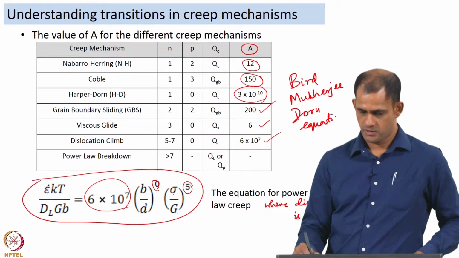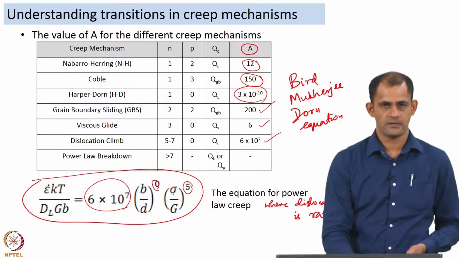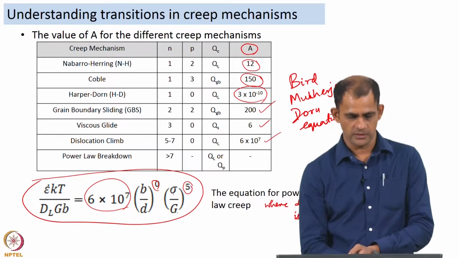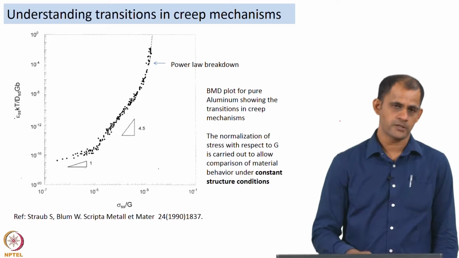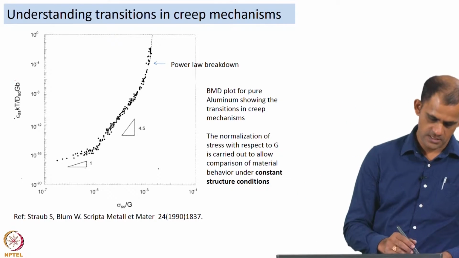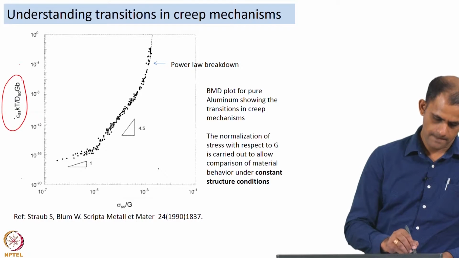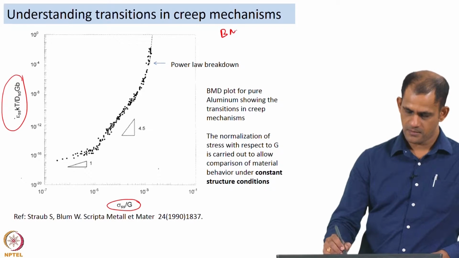So, this is how the Bird-Mukherjee-Dorn equation would look, and a similar exercise can be carried out for the other mechanisms shown here. Now, if you plot the normalized strain rate versus normalized stress, this is a BMD plot.